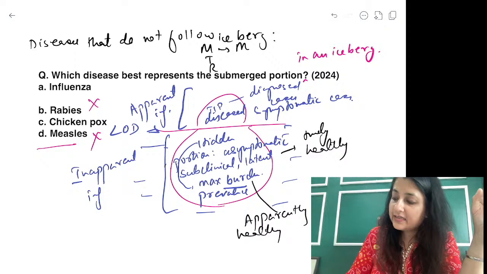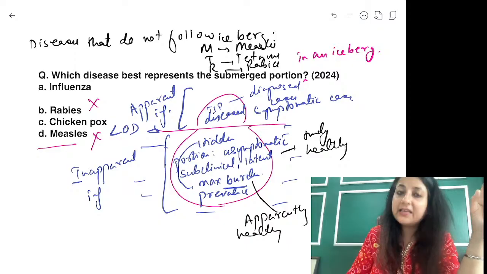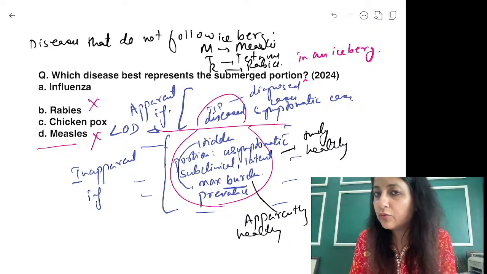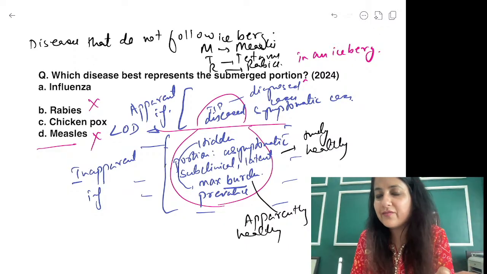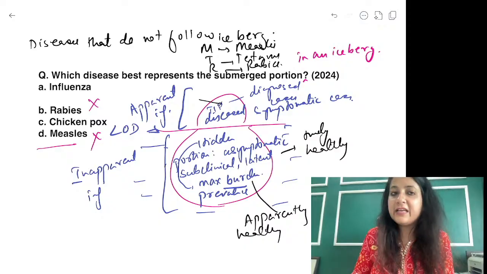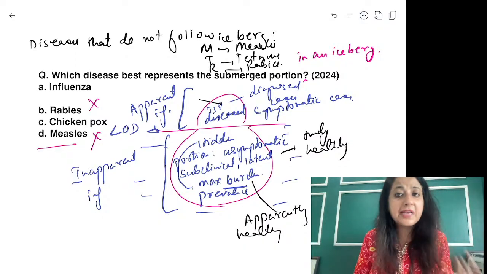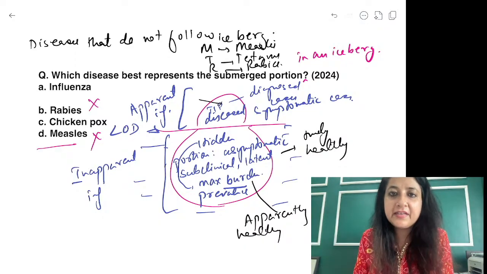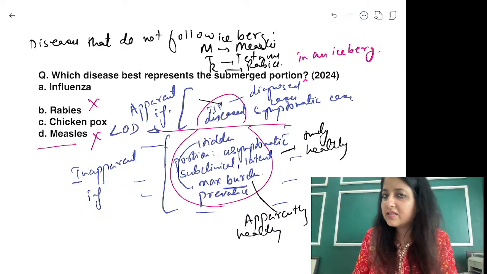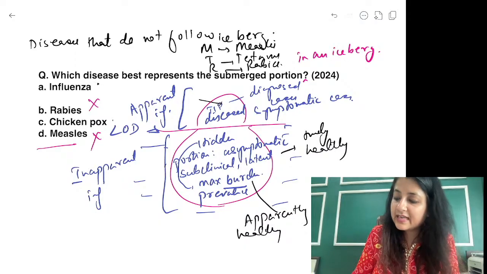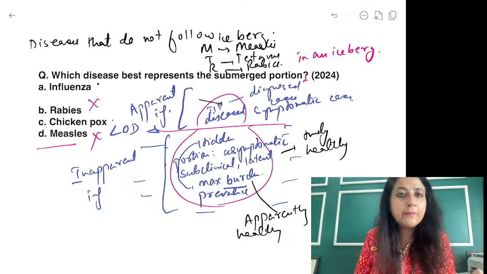MTR, measles, tetanus, rabies. In measles there are never subclinical cases or carriers. You only have a source of infection. So it's just the tip. It doesn't have the hidden portion. Rabies, again, you can't have hidden cases in rabies. They can't stay hidden.